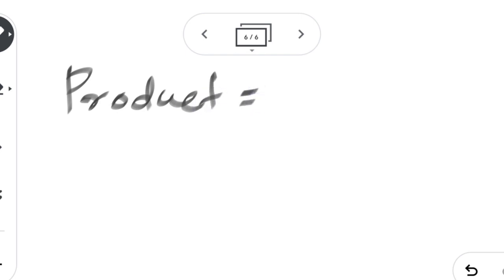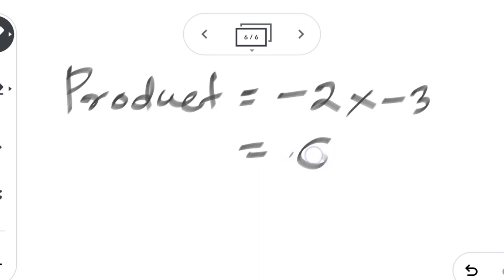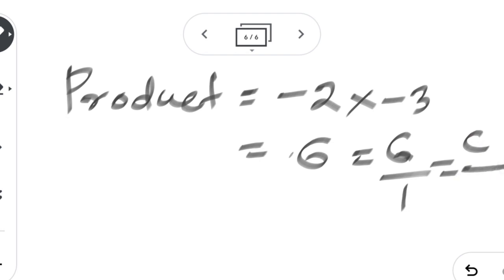Now we can find the product of zeros. Zeros are minus 2 and minus 3. So product means multiplication: minus 2 into minus 3. What is minus 2 into minus 3? It is plus 6. 6 we can write as 6 by 1. From the polynomial we have c equal to 6, so instead of 6 we can write c. And a is 1. So c by a.